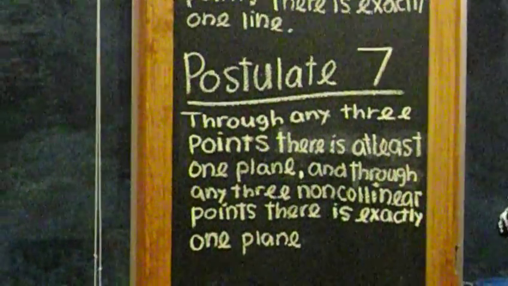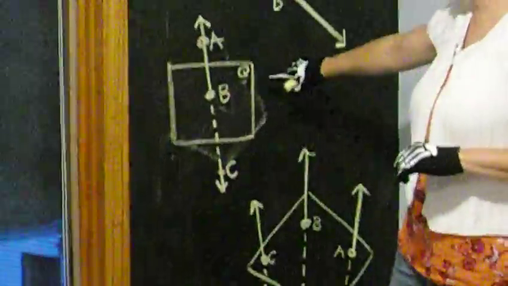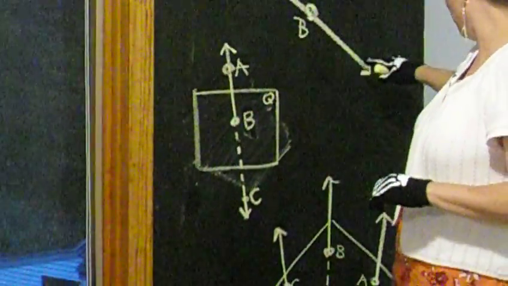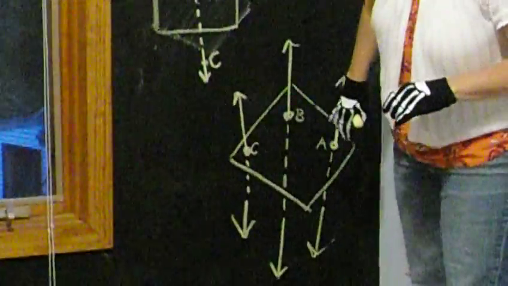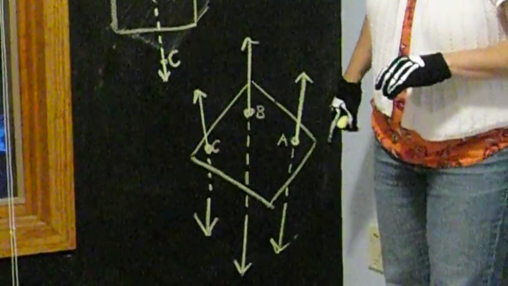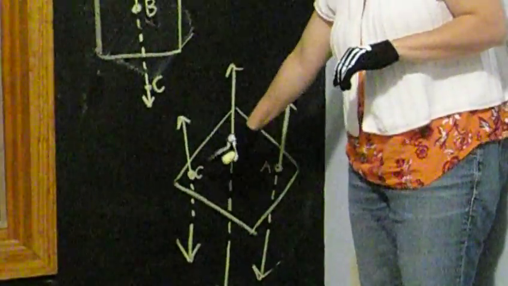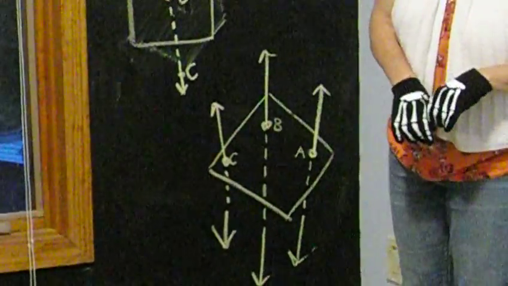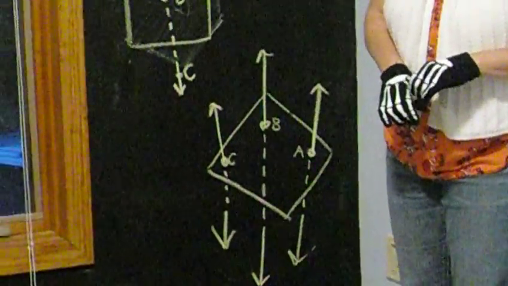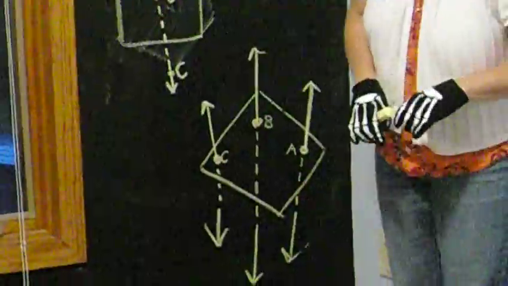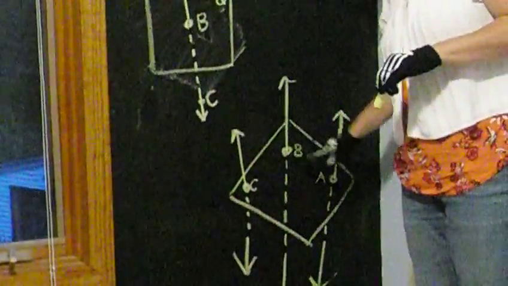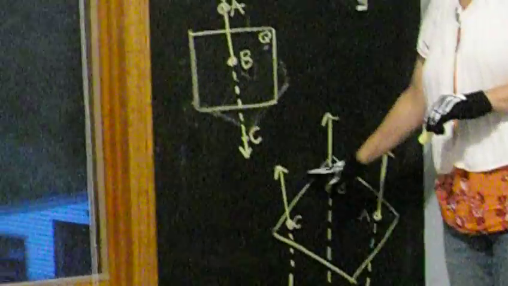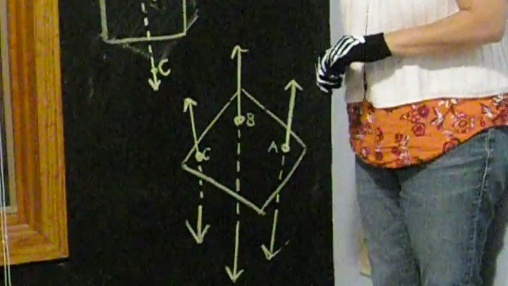Okay? Postulate 7, through any 3 points there is at least 1 plane, and through any 3 non-collinear points there is exactly 1 plane. So any 3 points, so down here. Through any 3 points, there is at least 1 plane. So we've got 3 points right here, and at least 1 plane. We can draw a plane there. And through any 3 non-collinear points, there is exactly 1 plane. And so you've got 3 points that are non-collinear and exactly 1 plane.